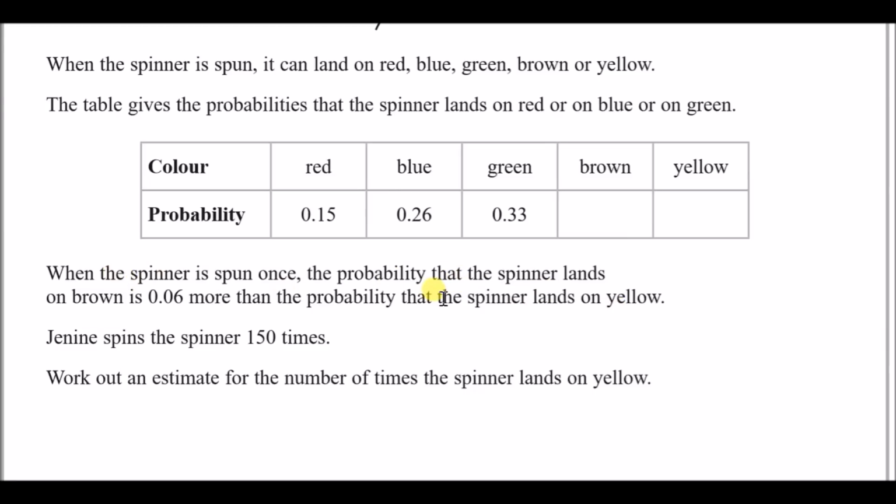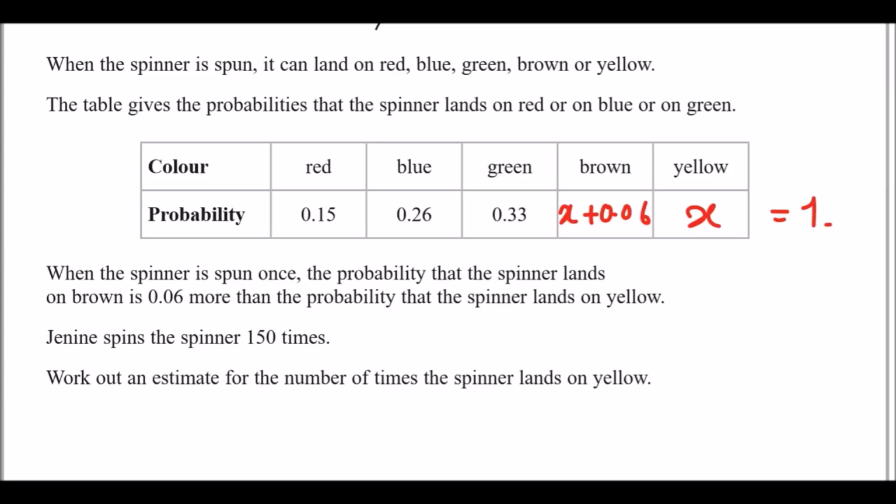When the spinner is spun just once, the probability that the spinner lands on brown is going to be 0.06 more than the probability that it lands on yellow. So whatever yellow is, let's call it X, brown is going to be whatever yellow is plus 0.06. So it'll be yellow plus 0.06. That's one way to understand it, yeah? And by the way, all probabilities must always add up to 1.